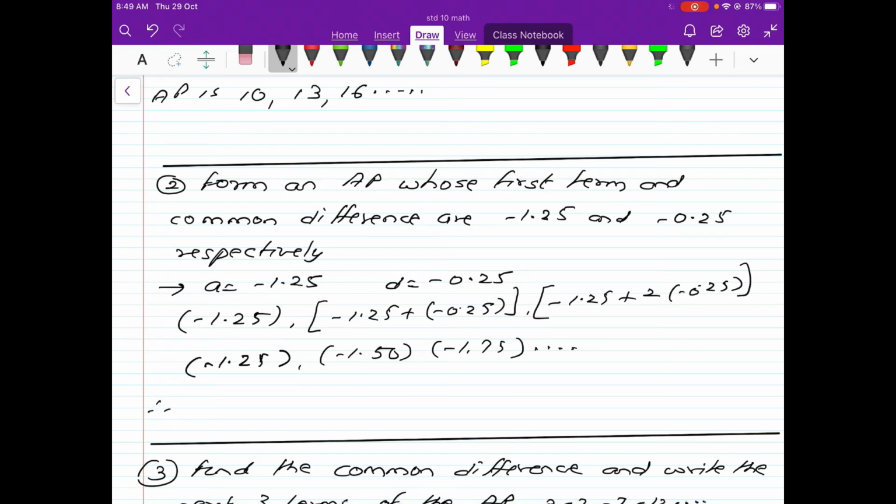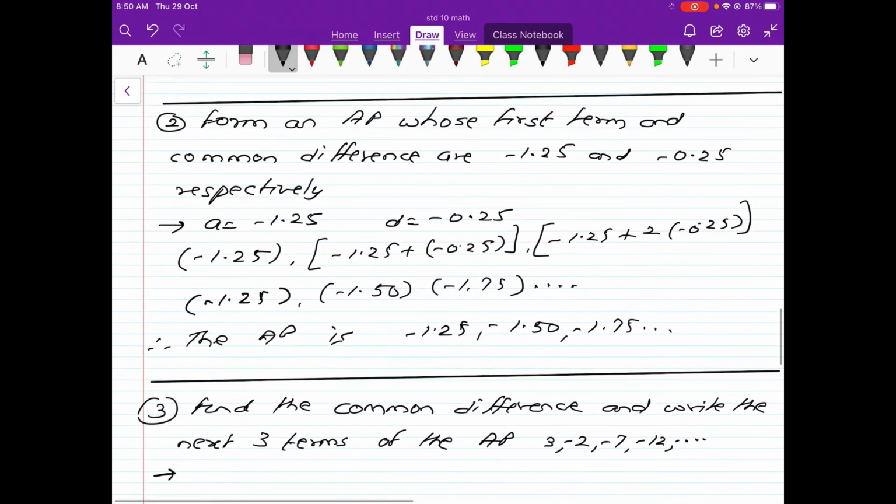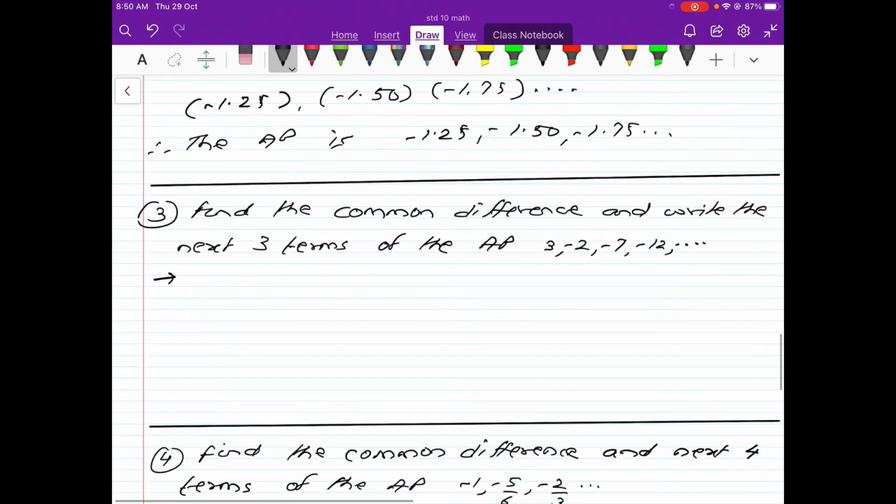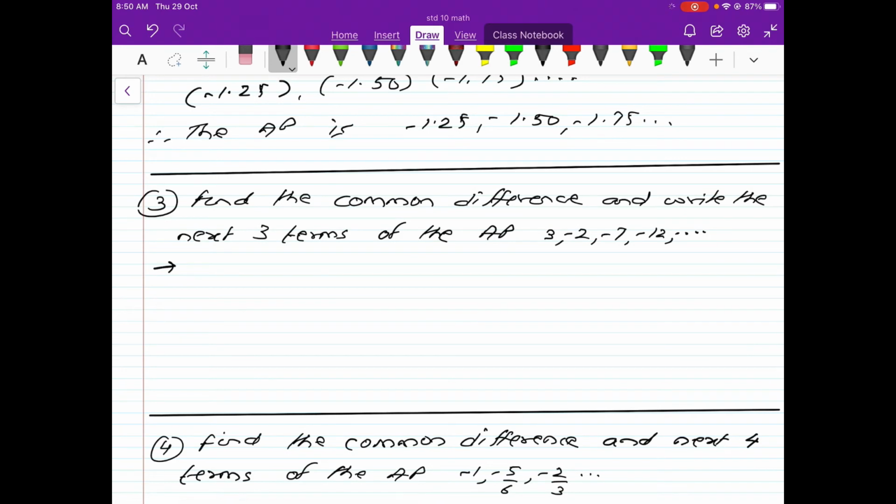So we can say therefore the AP is minus 1.25, minus 1.5, minus 1.75 and so on. So this is how we do the second sum. Now we'll go to the third sum. Find the common difference and write the next three terms of the given AP.